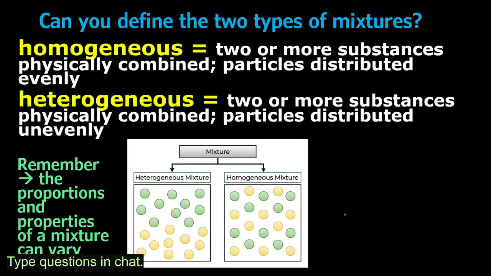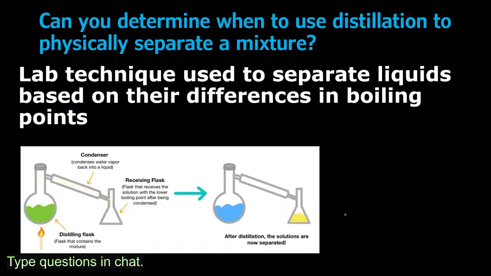And can you determine when to use distillation to physically separate a mixture? Well, when you distill something, you're going to boil it to a certain temperature. Some of the liquid is going to evaporate, then condense, and you will end up separating the two liquids based on their boiling point. So we have two liquids combined, and we separate them based on their differences in boiling point. Okay, so that's when you use distillation.